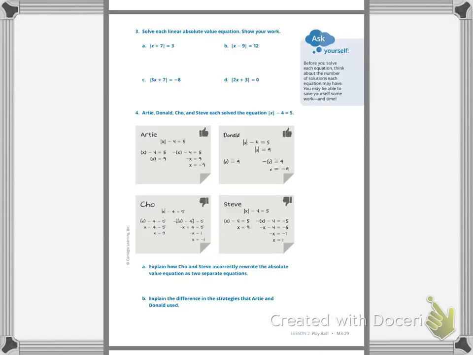Solve each linear absolute value equation and show your work. To get rid of those bars, we have to include the positive side and the negative side. For both of them I'd end up subtracting 7, so I get negative 4 and negative 10. For this one, I do x minus 9 equals 12 and x minus 9 equals negative 12, and add 9 to both of them. So x is equal to 21 and x is equal to negative 3.